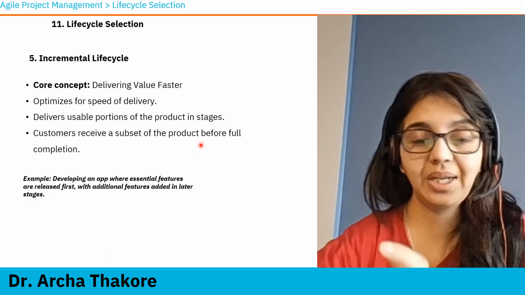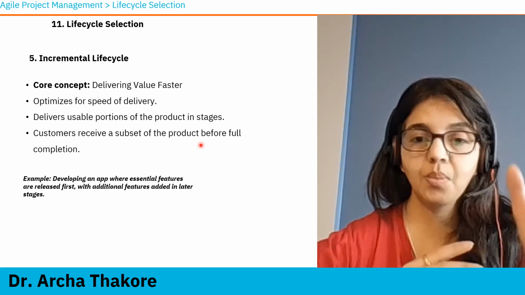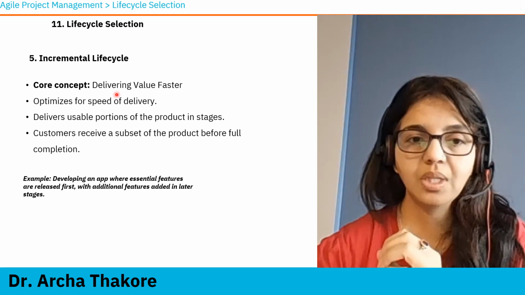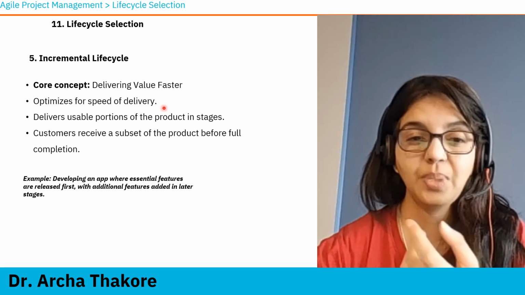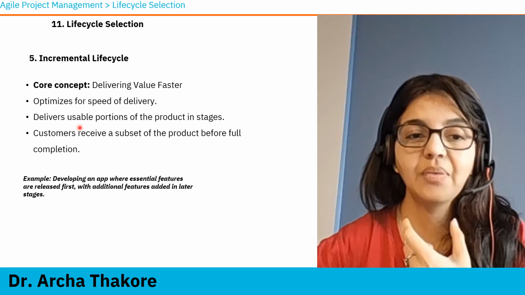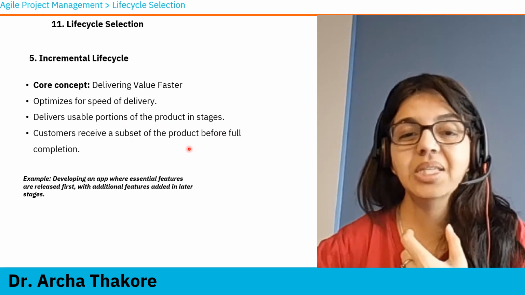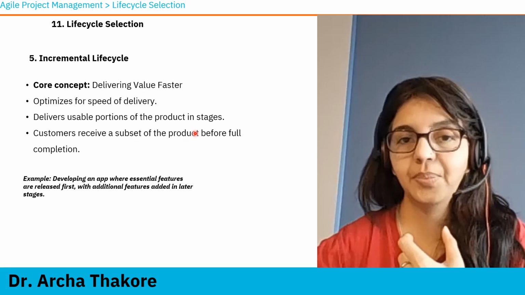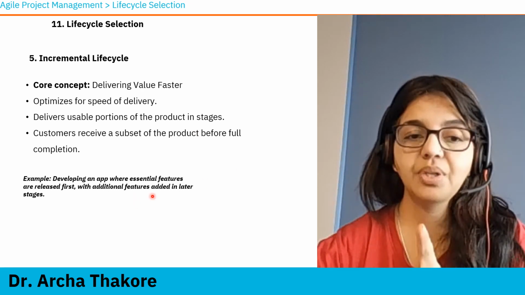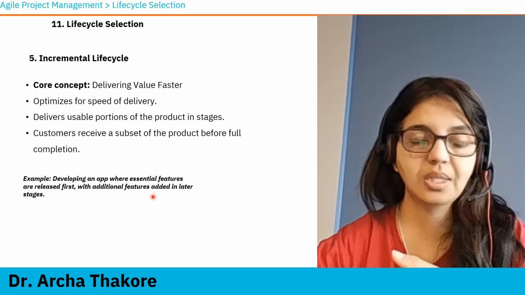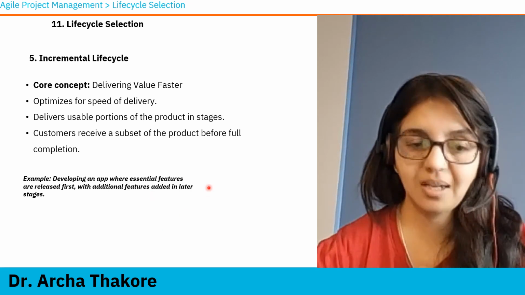Now let's talk about increment. Always remember, increment means one after the other. More than one delivery. So the core concept is delivering value faster. Optimize for speed and delivery. Speed of delivery is needed. It delivers usable portions of the product in stages. Customers receive a subset of the product before full completion. Example: developing an app where essential features are released first, customers start using it, and then you keep adding additional features in increments.